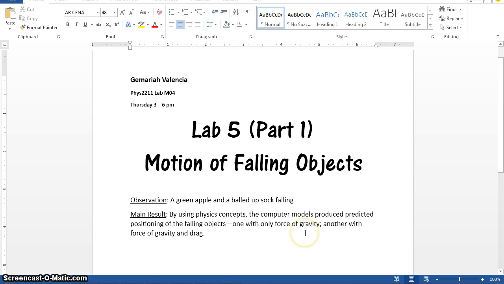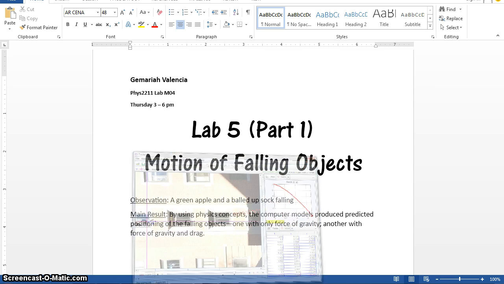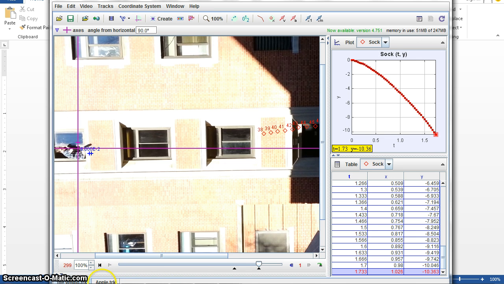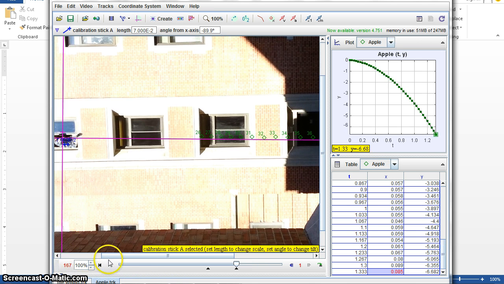My observation includes a green apple and a ball of sock falling from a high place. My main result is that by using physics concepts, the computer models predicted the positioning of the falling objects. I made two models for each object, one with only the force of gravity and another with the force of drag and gravity. So this is my apple.